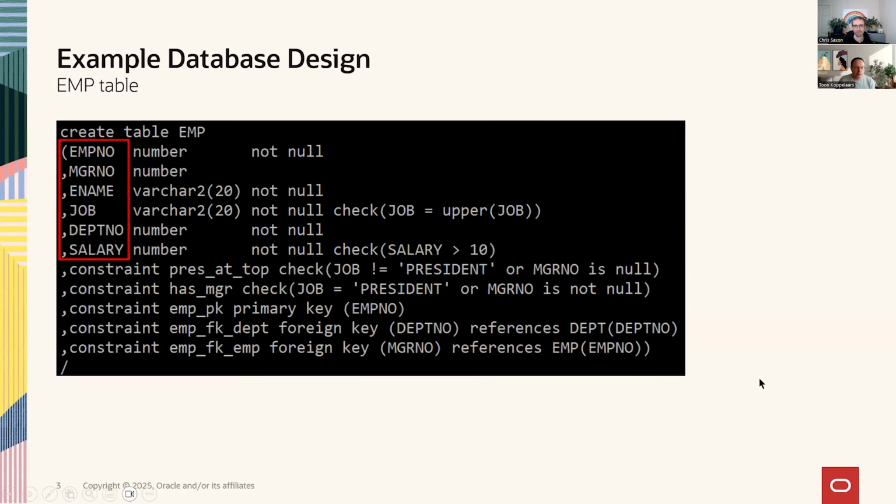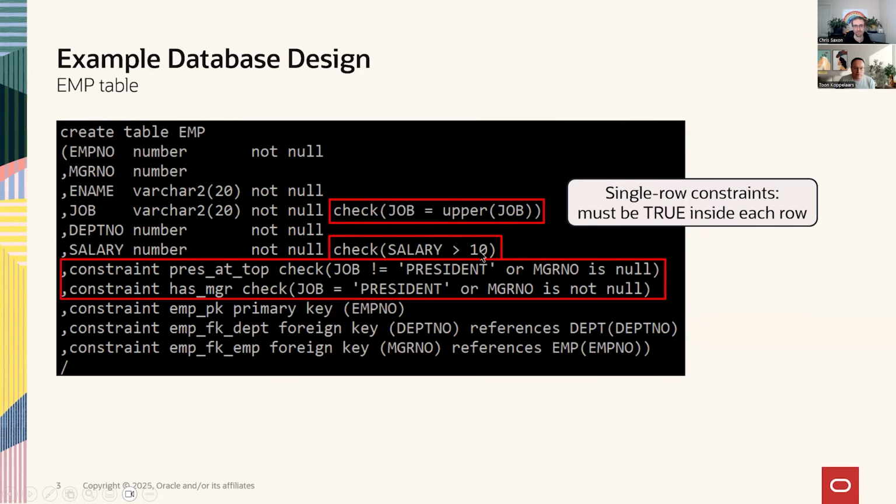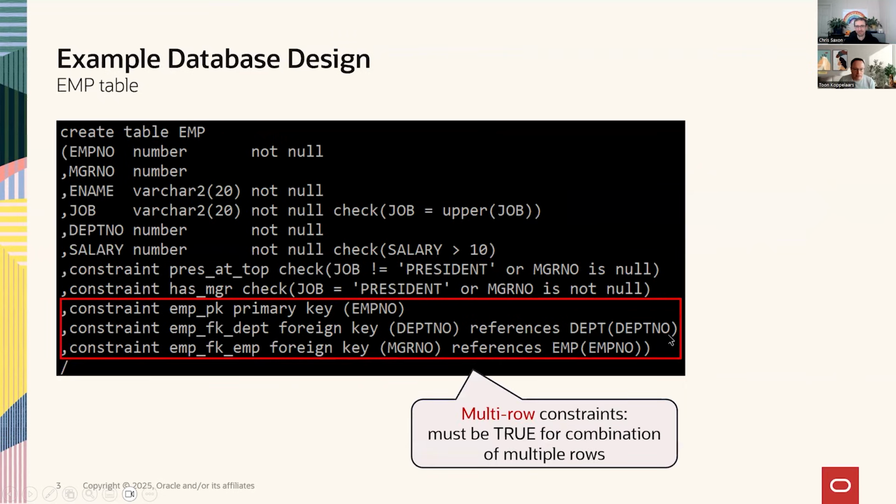So here's my emp table. Again, I have a bunch of check constraints in it. Job must be uppercase, salary must be greater than 10. If you're the president, then you don't have a manager. And if you're not the president, then you must have a manager. And then again, I have a primary key and two foreign keys, one going up to the parent table, department number, and one self-referencing foreign key from emp node to manager number.